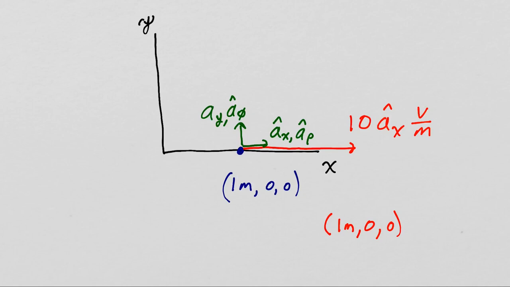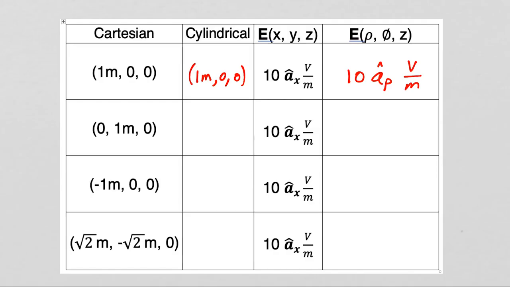So at this point, the unit vectors in the x and the rho direction are the same. So at this point, the electric field intensity is 10 volts per meter in the rho direction. So finding the vector representation in cylindrical coordinates is completely different than finding the representation of the point in cylindrical coordinates. Let's look at our next point.